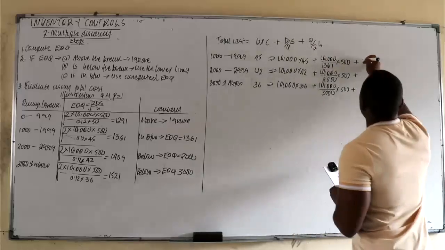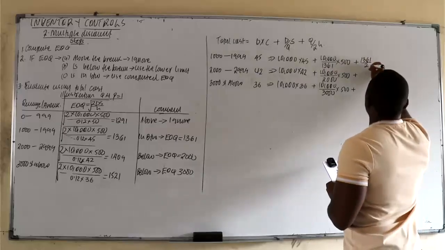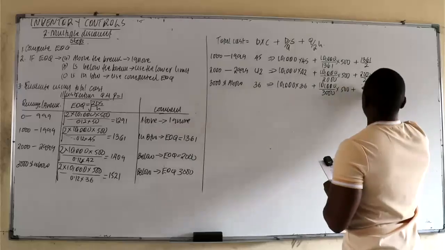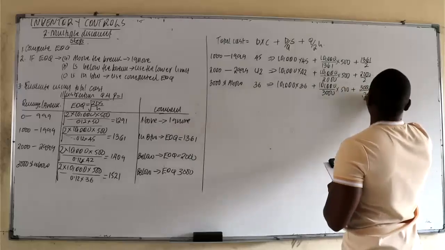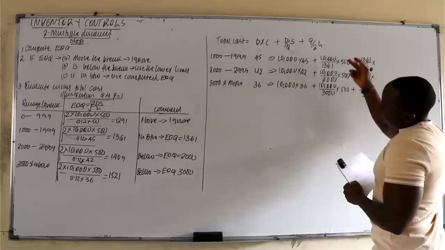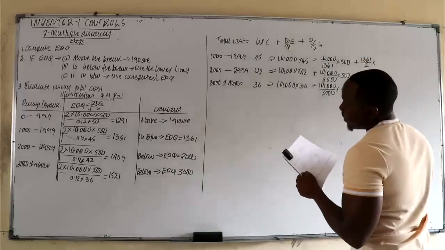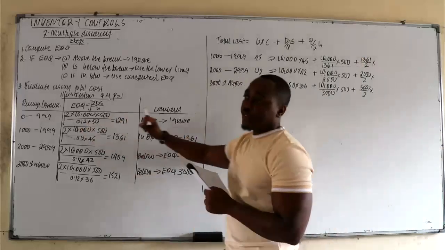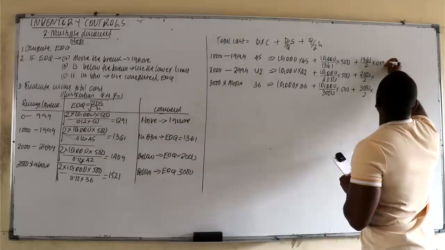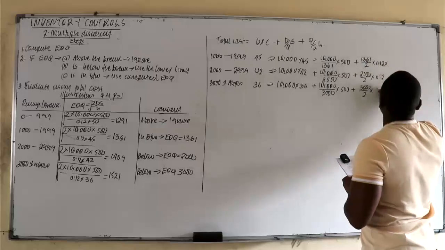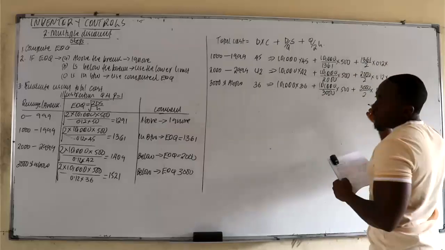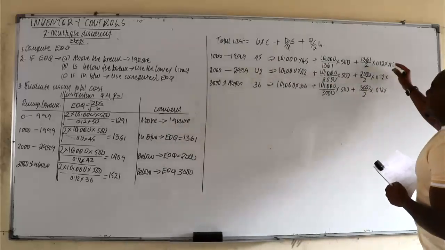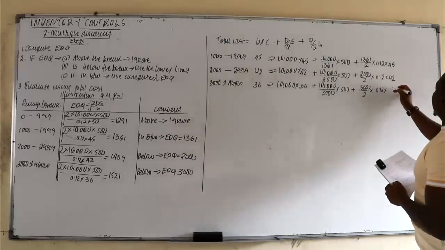Q over 2. Our EOQ here is 1,361, you divide by 2. This was 2,000, you divide by 2. This was 3,000, you divide by 2. And then you multiply by the holding cost. So the holding cost, remember the cost of capital was 12%. So it will be 0.12 of the purchase cost. The purchase price here is 45. This is 42. This is 36.